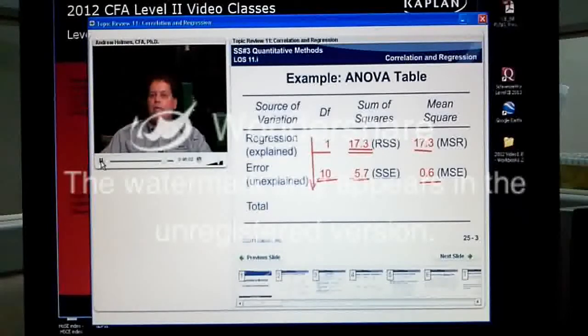Remember, these sum vertically, so 1 plus 10 is equal to 11. 17.3 plus 5.7 is equal to the total sum of squares. So what we see here is that n minus 1 is 11, and the total sum of squares, SST, is equal to 23. So what are we going to do with that? Well, again, there are 3 things we can do with it. We can look at a couple of those here, and we'll see another one when we get into the next reading.